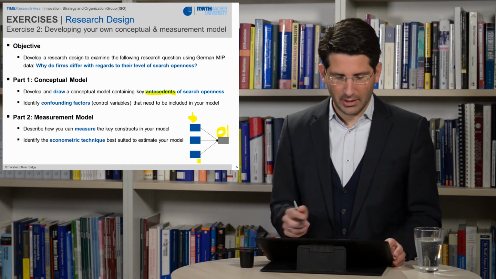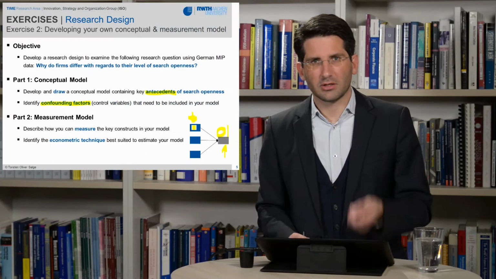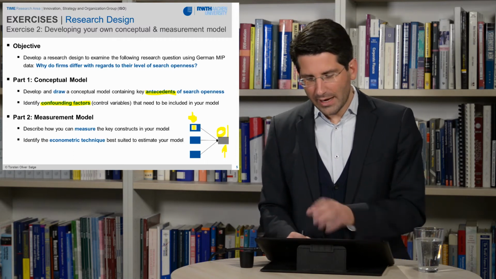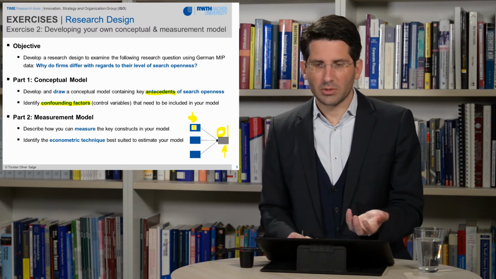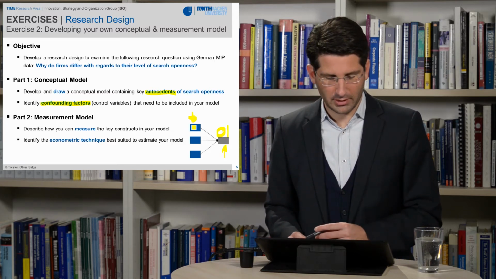In the next step, also still as part of part 1, I ask you to think about possible confounding factors. What else is there that could affect open innovation? What else could potentially affect both open innovation and your key independent variable? What are possible confounding factors that you want to exclude as part of your estimation procedure? So think about these control variables and also list them. Your conceptual model should then contain your focal variables of interest and your control variables.